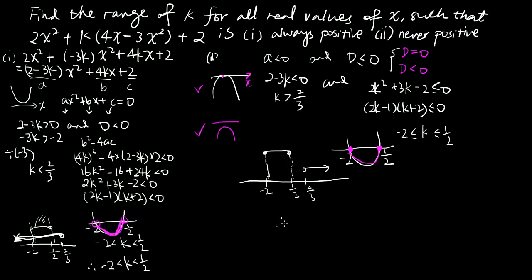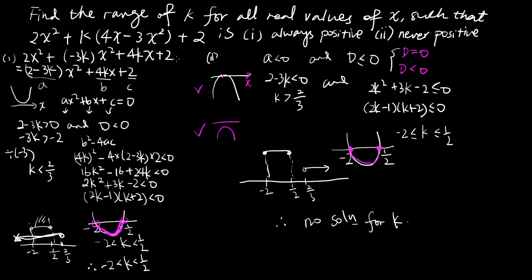Okay, so therefore, there's no intersection area, right? This set and this set, there's no overlapping area, so we can say no solution. Okay, that's the answer. No solution sometimes is also an answer. So now let's look at the question one more time.